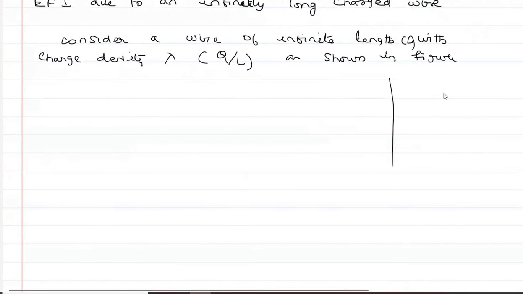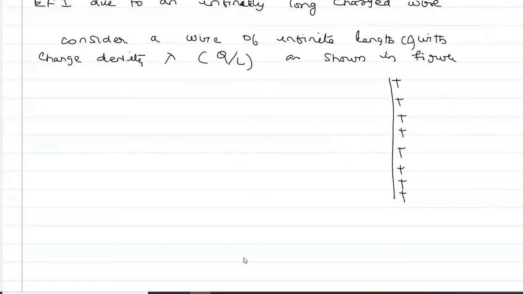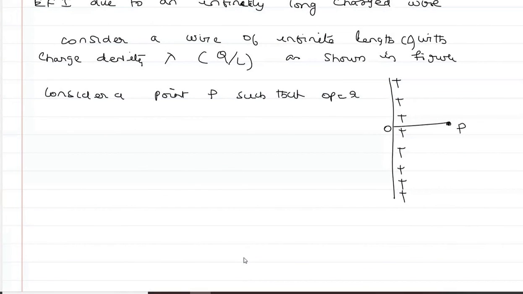So consider one thing. This is your wire, right? Plus, plus, plus, plus, plus. Okay. Now what you have to do? Consider a point P at a distance R from the wire. Anywhere you can take it, not an issue. Consider a point P such that OP equals R. Minimize your writing. Okay? OP equals R.